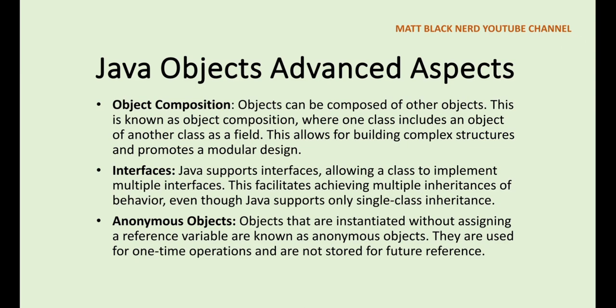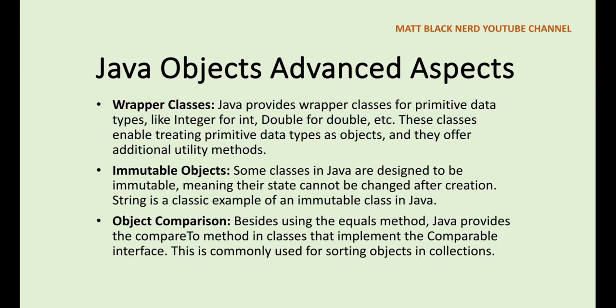Anonymous objects. Objects that are instantiated without assigning a reference variable are known as anonymous objects. They are used for one-time operations and are not stored for future references. Wrapper classes. Java provides wrapper classes for primitive data types like Integer for int, Double for double, etc. These classes enable treating primitive data types as objects, and they offer additional utility methods.